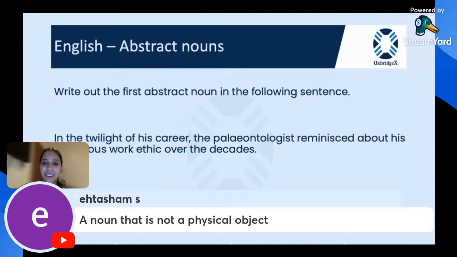Paleontologist. So a paleontologist, guys, is a person who studies a type of science. He studies fossil animals and plants. So it's normally an expert in all things fossil animals and plants, which I know nothing about. I know about plants, just not fossils. "Reminisce about his assiduous work ethic over the decades." Right, loads of words, isn't it? So what does assiduous mean?